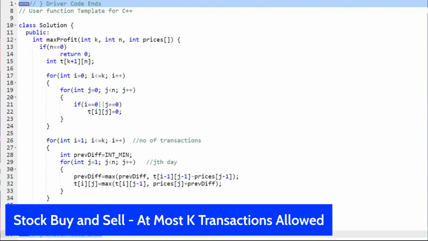And why have we written i minus 1 in line number 31? Because when you have made a purchase, one of the transactions has been used up. Like, say if you are having 5 transactions, now you are having only one transaction left to do.